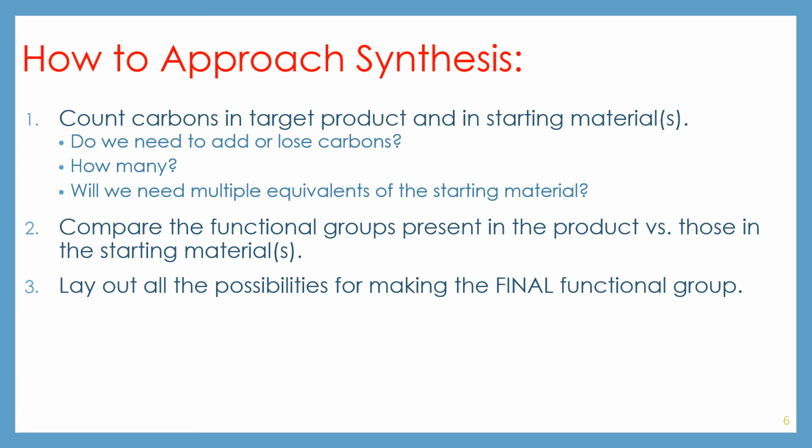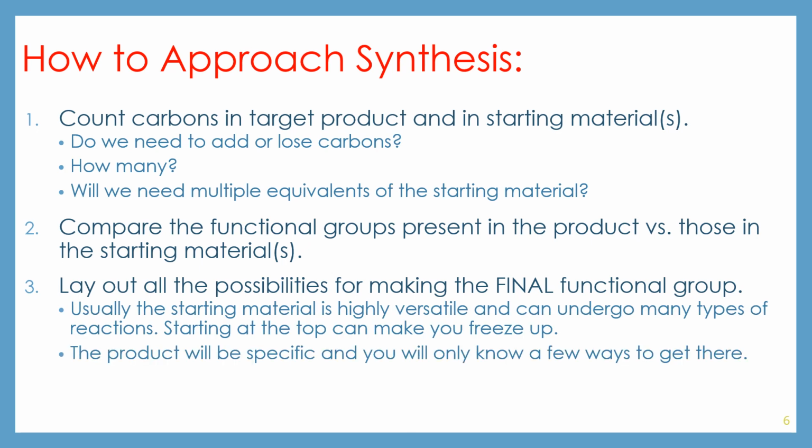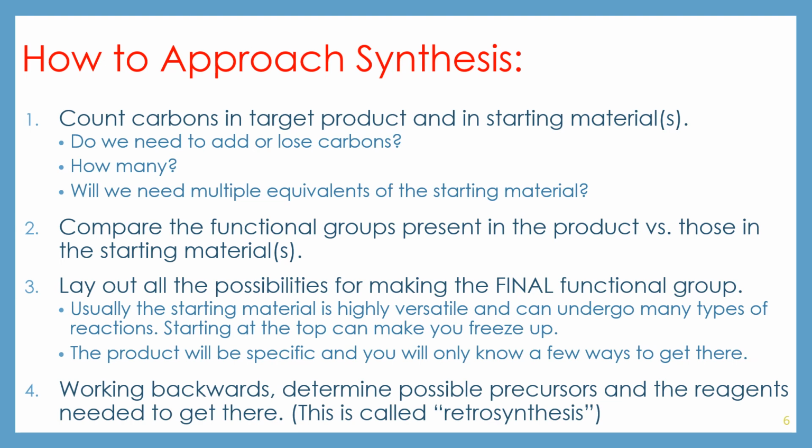Next, lay out all of the possibilities for making that final functional group. Usually the final functional group is a little more interesting, and you probably only know 1 or 2 ways that you can make it, whereas the starting materials are going to be very malleable. You're going to be able to do tons of reactions with them. So working the problem backwards can actually be really helpful so that you can figure out what maybe your last 2 or 3 steps are. Then you can go back to the beginning and work towards that. So working backwards, determine possible precursors and the reagents that you need to get there.